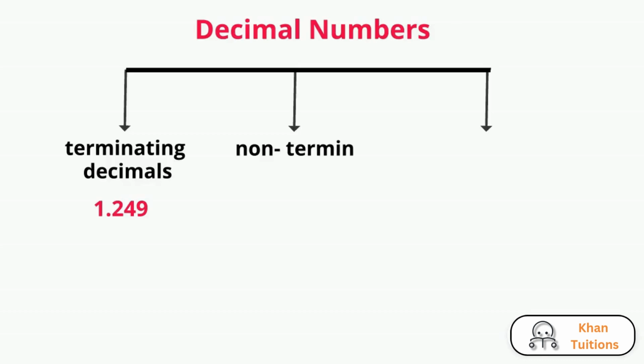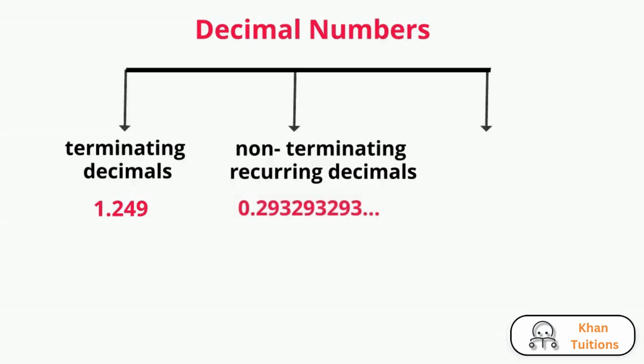The others are non-terminating recurring decimals, means these numbers do not stop and reoccur repeatedly. Non-terminating means do not stop and recurring means repeatedly, like this. The pair 293, 293, 293 appears repeatedly and goes to an infinity. The other example is 0.111 up to so on.